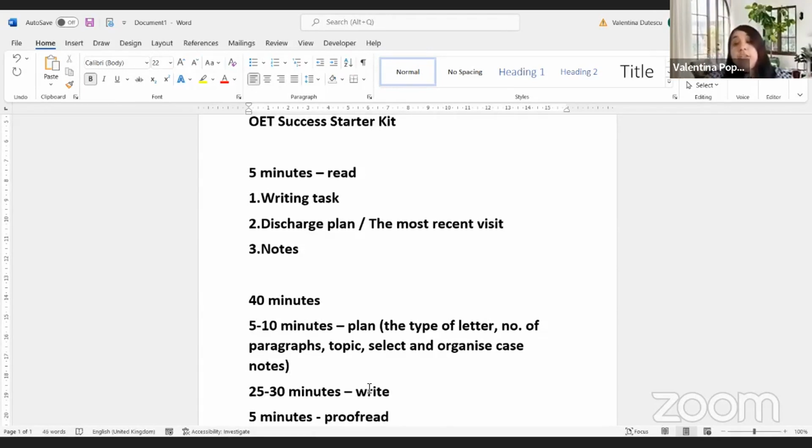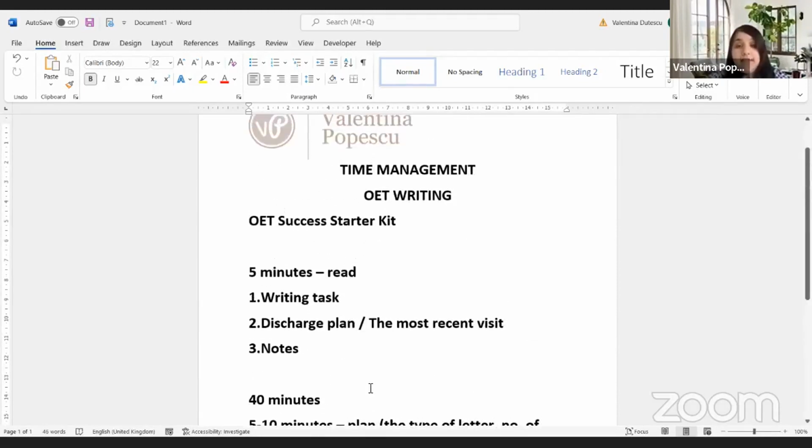Now, what we usually do in class is spend about 5 minutes for the first paragraph, about 5 minutes for the last paragraph, and about 10 minutes for each of the 2 body paragraphs. You could have 2 or 3 body paragraphs, depending on the type of letter and the information you have. But at least for the first and the last paragraphs, we try to spend about 5 minutes and get them done as fast as possible. So let's just go over what we've discussed today.